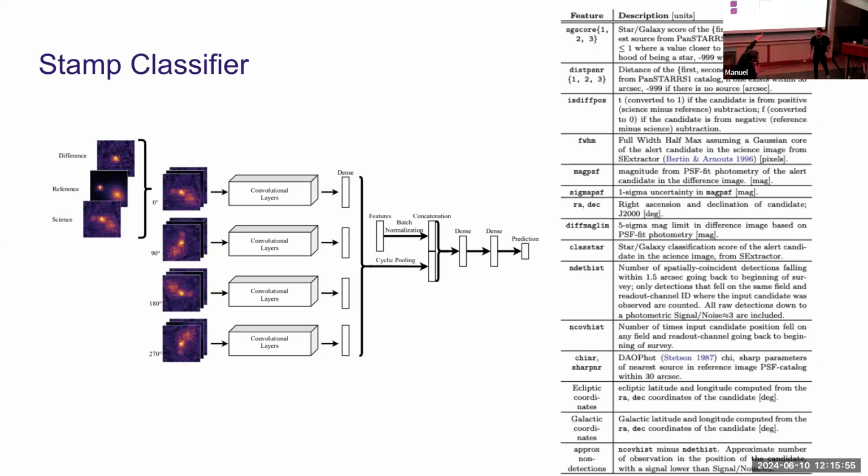So some of those features are related to the host galaxy, not exactly the host galaxy, but for example, the first two are the score for the first, second, and third closest source in Pan-STARRS, and the second one is the distance to those.